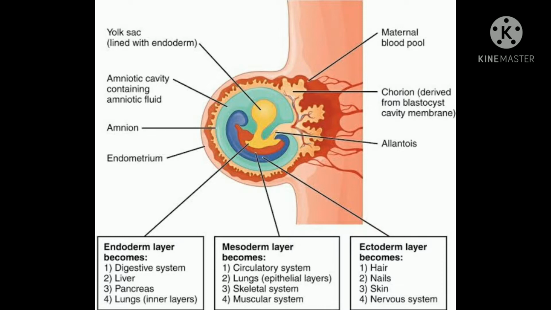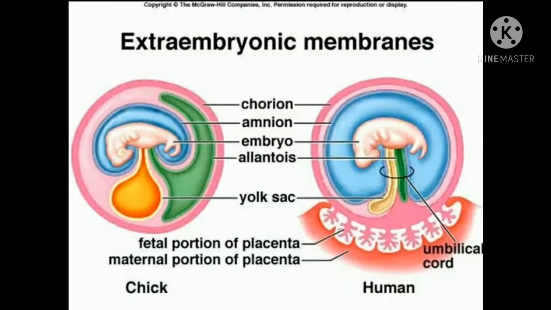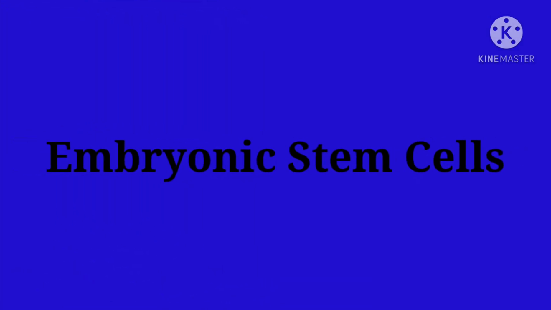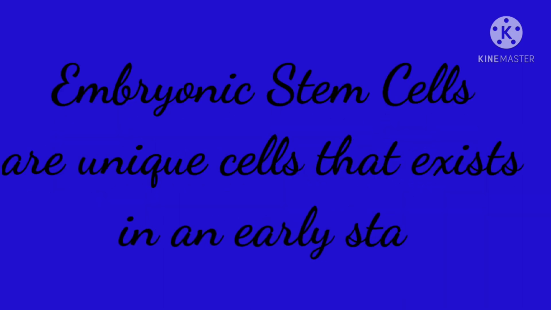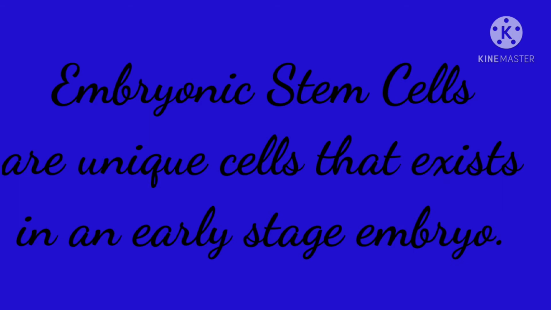One point should be noted here, that is, human pluripotent stem cells can give rise to all of the cells of the body but cannot generate a placenta. Embryonic stem cells are the best example of the pluripotent stem cells. Embryonic stem cells are unique cells that exist in an early stage embryo. Before seeing about embryonic stem cells, we'll see about blastocyst.